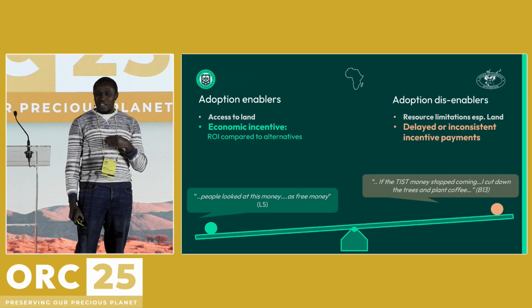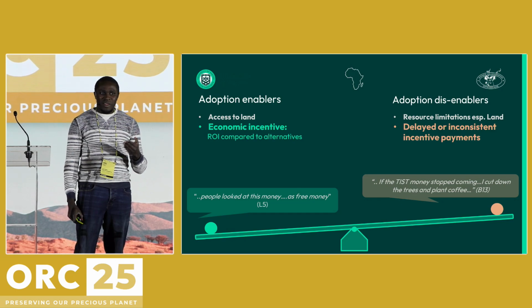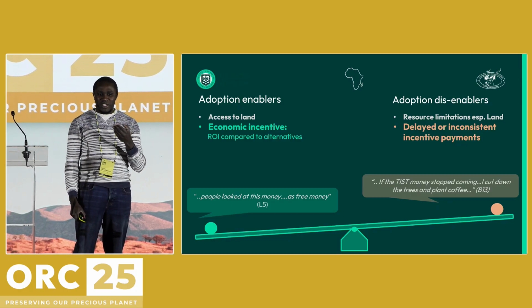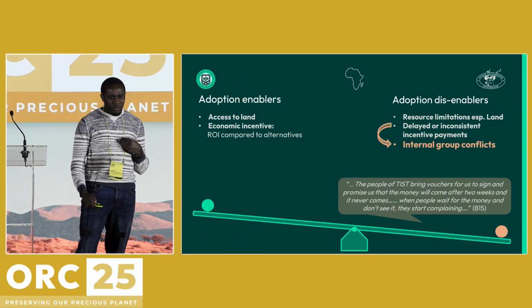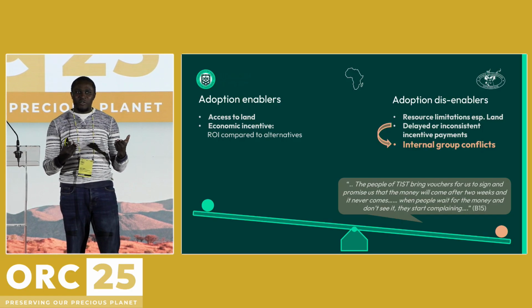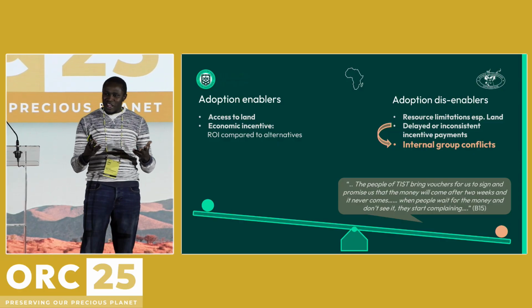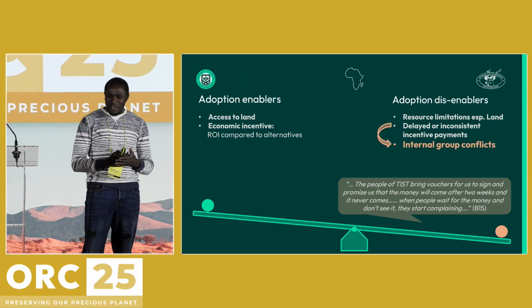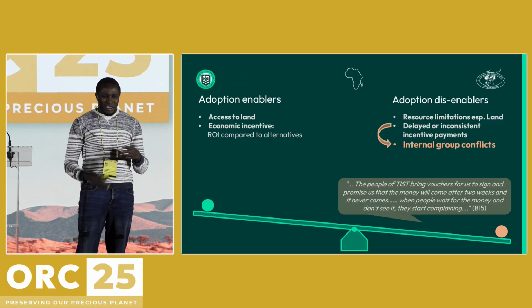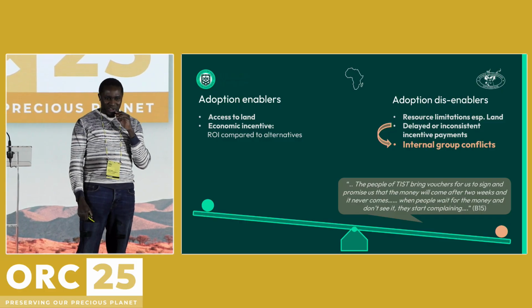Now, contrary to that, every time people had reports of delays in payment, the majority just chose to step back and wait and see what happened, which basically slowed down the scaling process. Now, most of these delays in payment led into internal conflicts, which manifested in the form of group members blaming their leaders for suspicion of misappropriating the funds, and often this was linked to miscommunication.